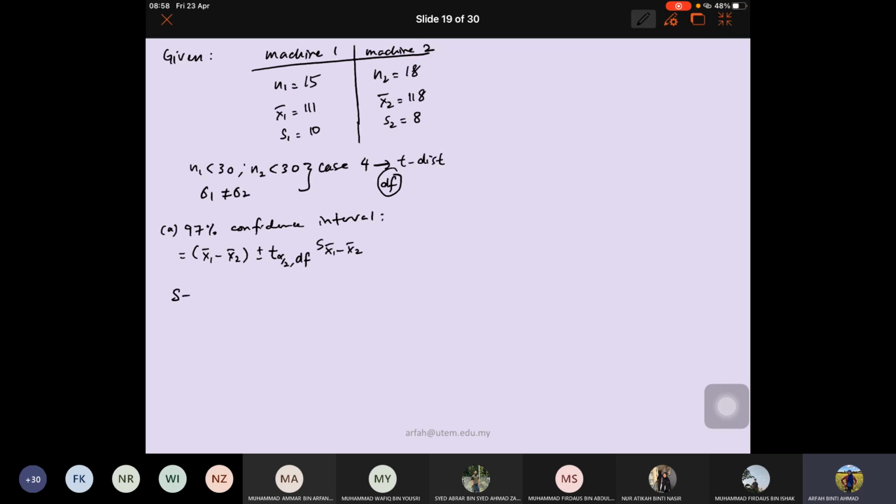So, S of x bar 1 minus x bar 2 for case 4, the formula is straightforward for this one. Just get the square root of S1 squared over N1 plus S2 squared over N2. So, calculate, what do you get? 10 squared over 15 plus 8 squared over 18. So, try to calculate, what do you get?